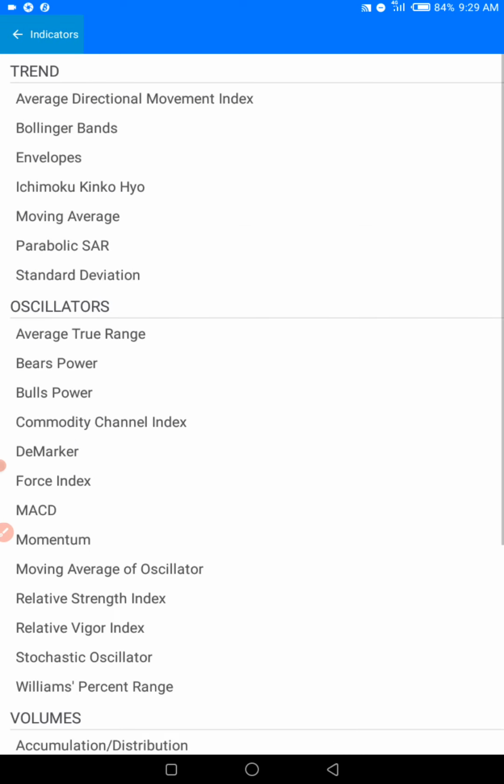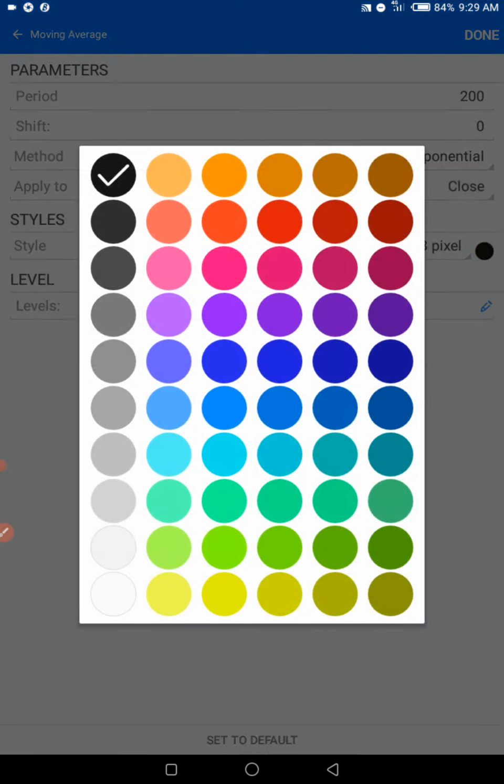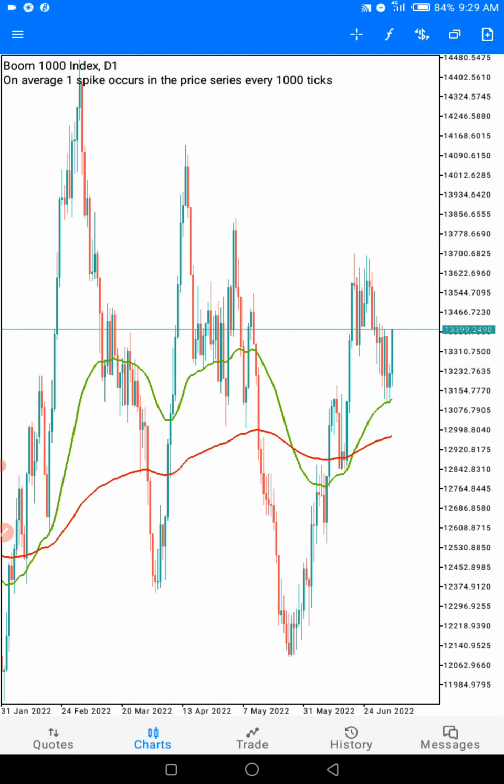Now we set the moving average. The first moving average I have has the period 50, shift 0, and the method is exponential, apply to close. The style is 3 pixel and the color is green for buy. Now I'm going to make the second one red. The period is 200, the shift is 0, the method is exponential, apply to close, style is 3 pixel, and my color of choice, I chose red, and click done.